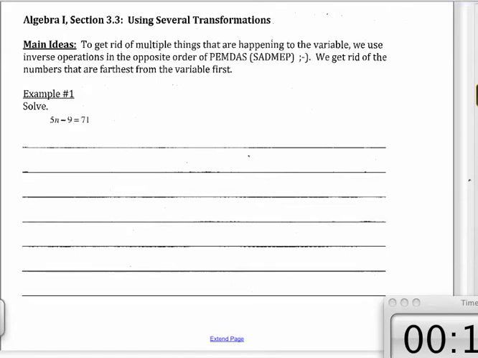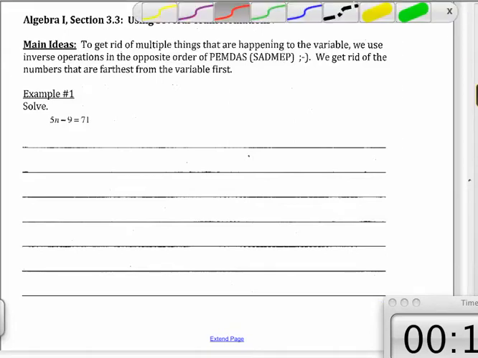Okay, guys, today we transformed equations by addition and subtraction. We transformed equations by multiplication and division. Now we're going to put all that stuff together.